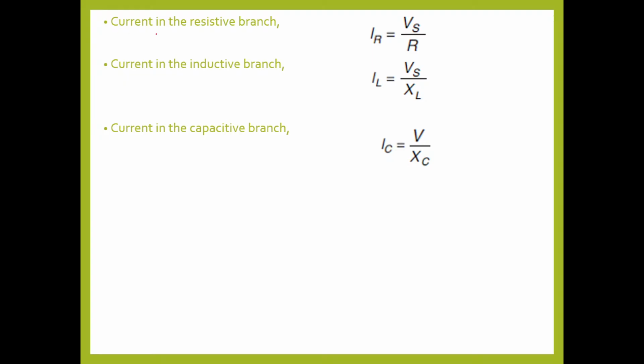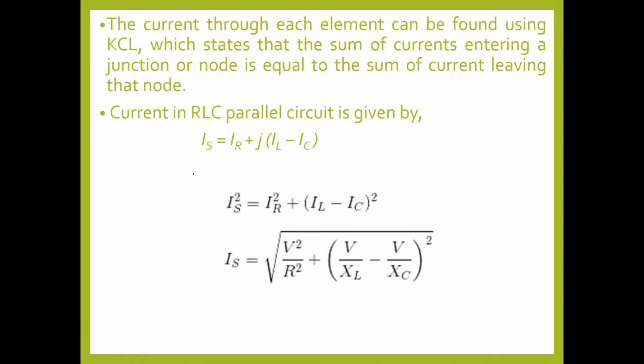So what about the resistive current? IR equal to Vs by R. Inductive current IL equal to Vs by XL. Capacitive current IC is equal to V by XC. Now IS is nothing but what? IS is equal to IR plus j of XL minus XC.